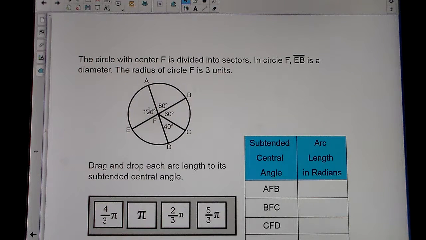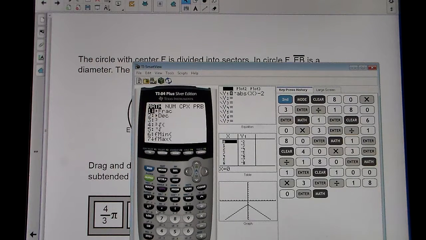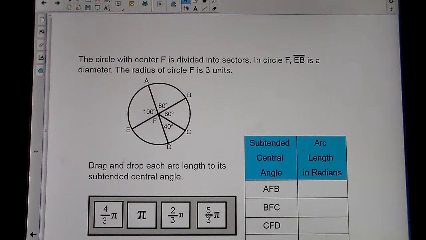Last but not least, we do the 100. 5/3 pi should be the answer if we do a process of elimination. So 100 times 3, which we know is 300. Divide by 180, and we get math, 1, enter, and we get 5/3. So it's going to be 5/3 pi. So it turns out 5/3 pi is AFE. And now I'll go into this spot. So this is just a drag and a drop. All right, let's do the next problem together.